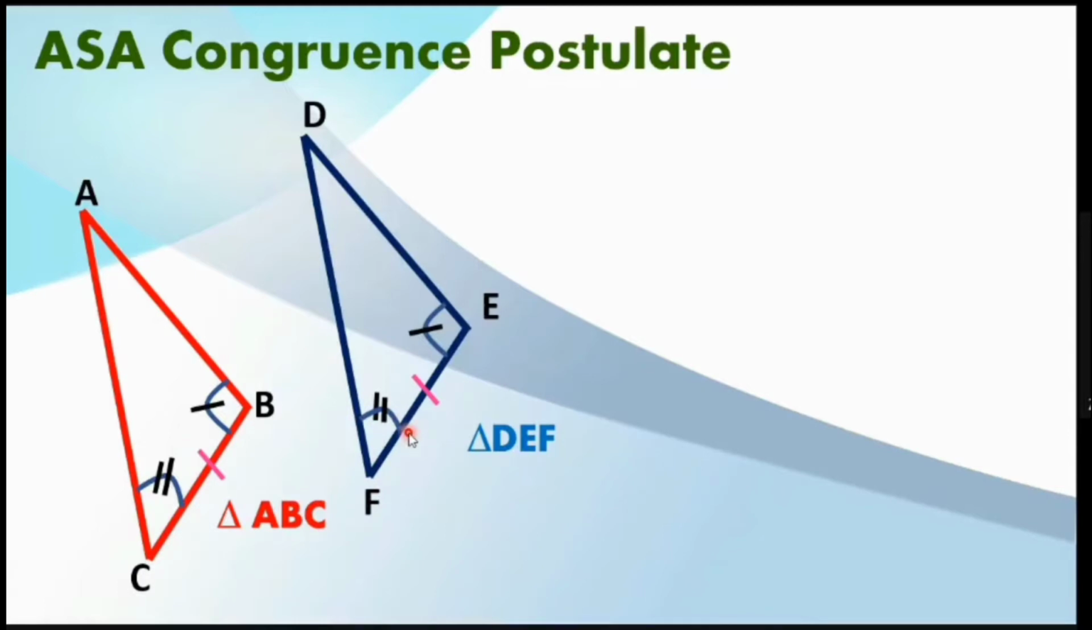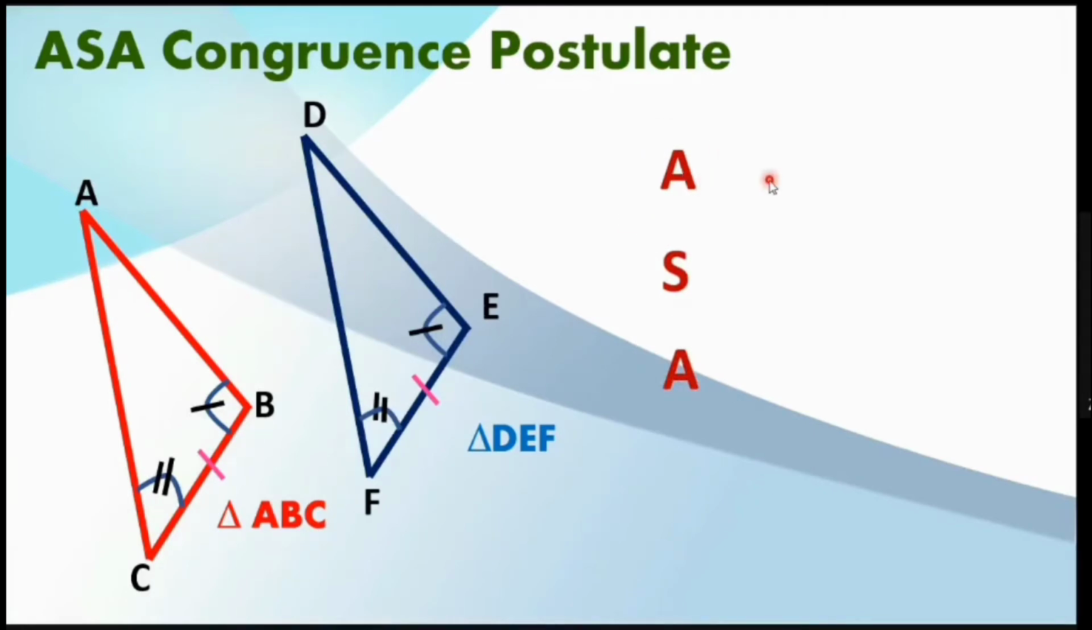So by simply looking at this illustration and looking at the tick marks on the two triangles, we know that there are three pairs of corresponding parts that are congruent, and those three pairs fall under the ASA congruence postulate. So therefore, we can say that these two triangles here are congruent based on the ASA congruence postulate. Okay, so let us give the statements saying that these corresponding parts here are congruent under the ASA congruence postulate.